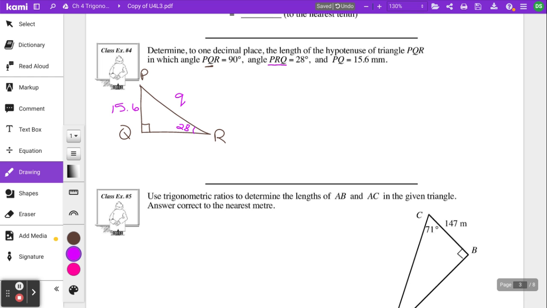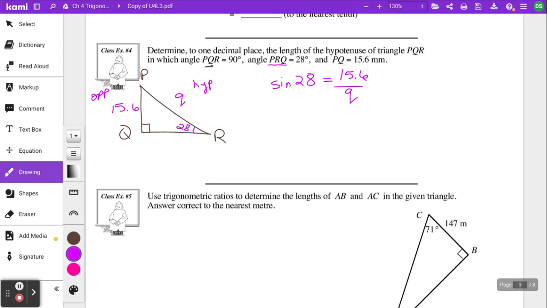The sides are the same letters, but in lowercase. You're looking for little q. So here's what you look at. What do I have? What do I want? You have an angle. You have its what side? How does this side compare to that angle? Opposite. What do you want? Hypotenuse. Which trig ratio should you use? Sine. So begin: sine of 28. Always put the angle after the trig ratio. Always. Sine of 28 is equal to the opposite over the hypotenuse.